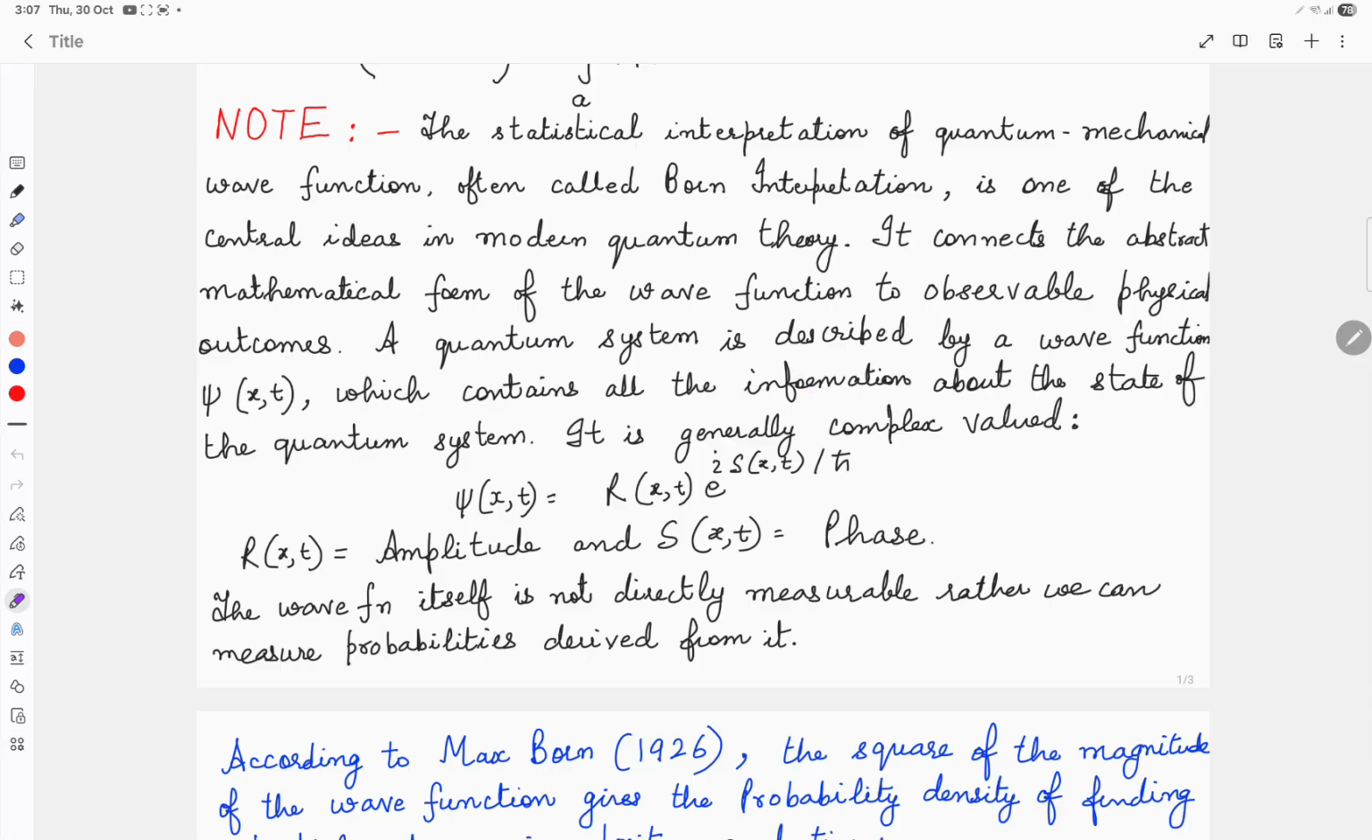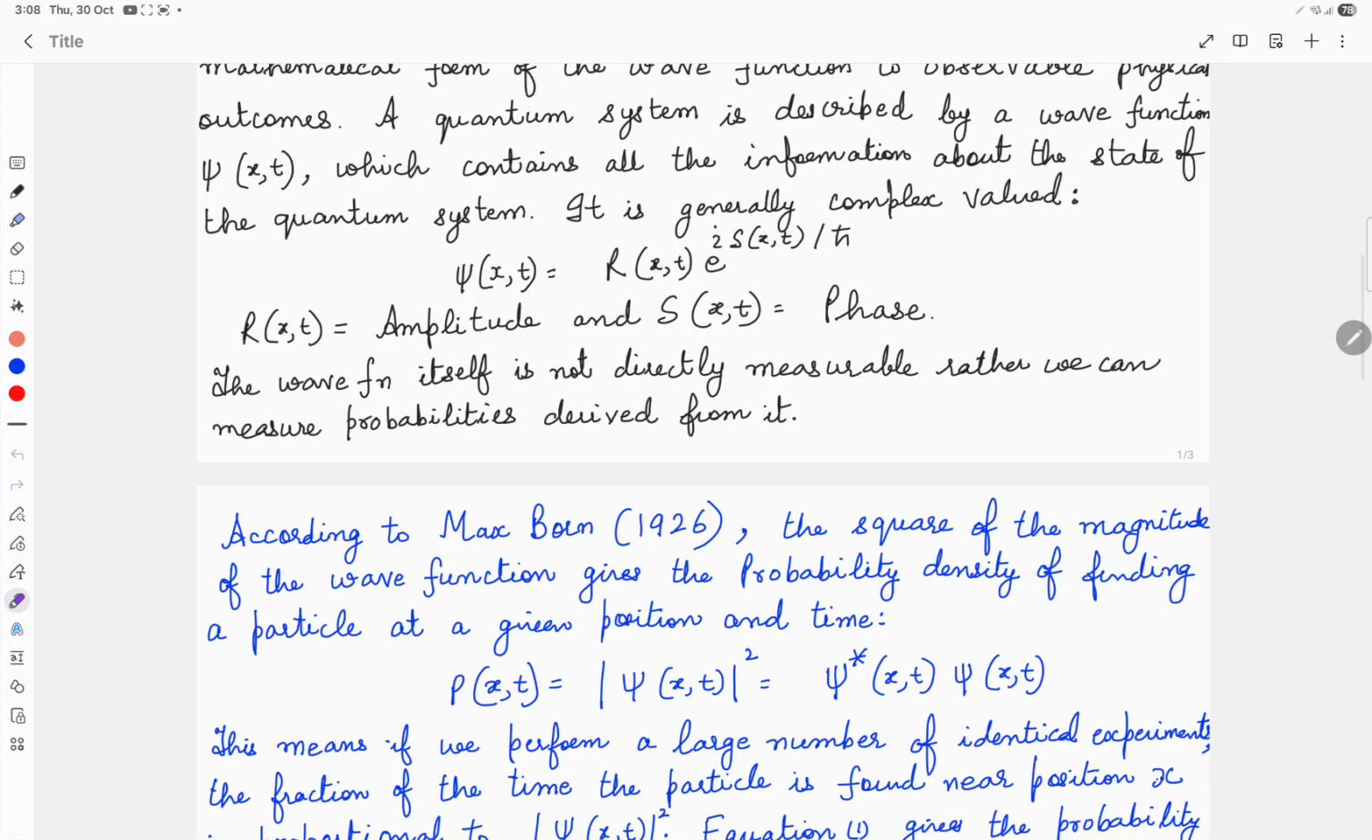Now, a quantum system is described by a wave function psi(x,t), which contains all the information about the state of the quantum system. It is generally a complex valued function, so psi(x,t) can be written as the magnitude times e to the power iota S(x,t), where S(x,t) is basically the phase. So the general equation of psi can be the magnitude term and the phase term, with the exponential raised to the power iota S(x,t) by h cross.